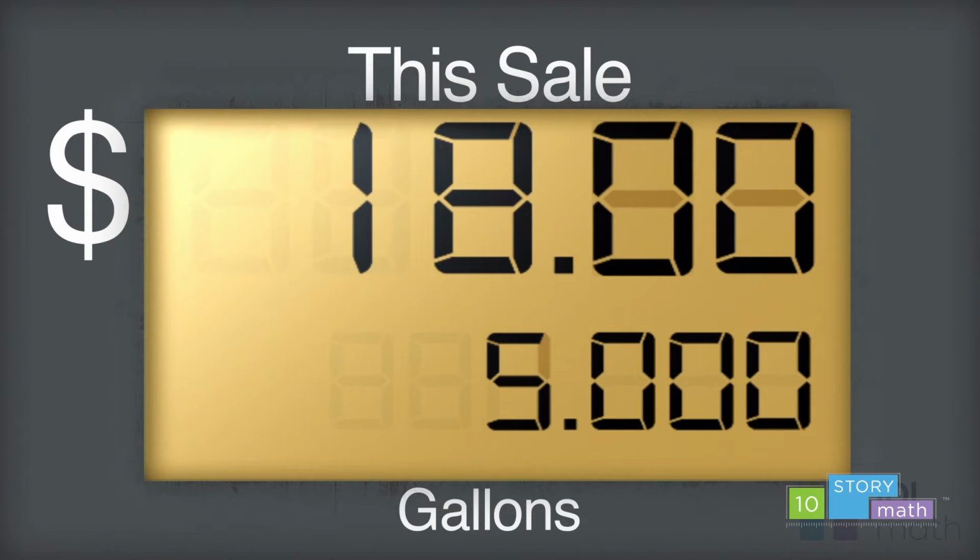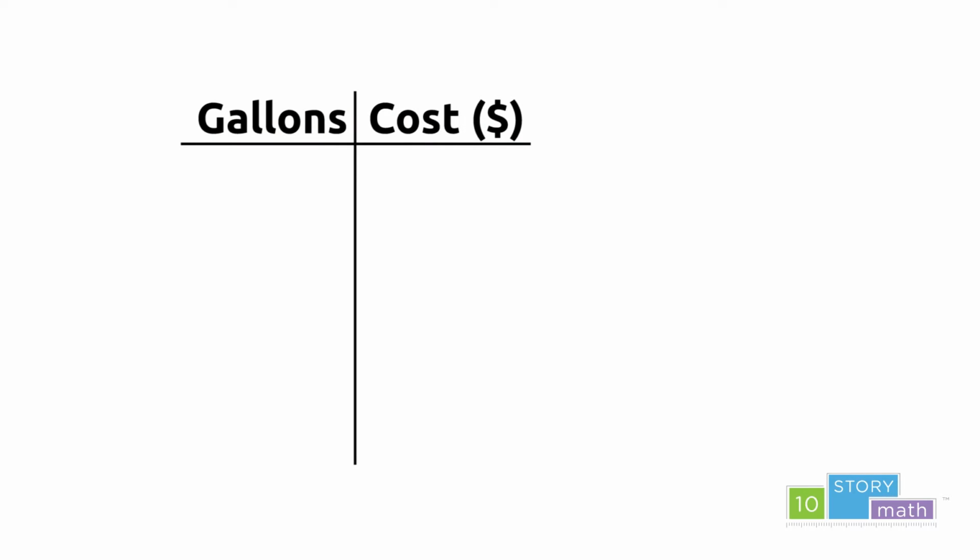Let's put that information in a table. A table is a great place to organize our thinking and analyze the mathematical relationships. I've labeled the table with gallons on the left side and cost on the right side. Let's add the information that we know. 5 gallons costs $18. Because the numbers on the gas pump are moving at a constant rate, we can use this relationship to find additional information.